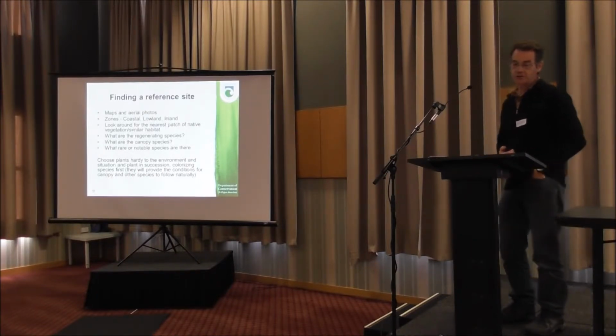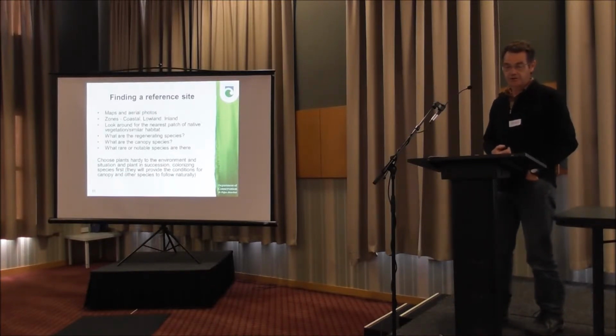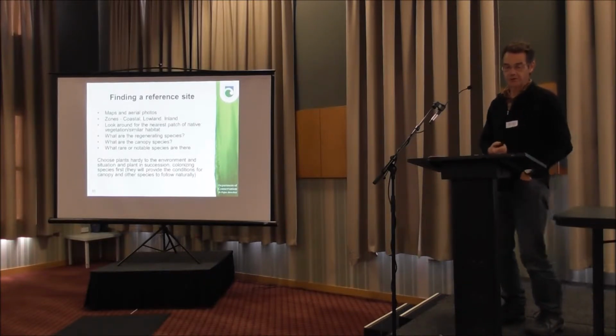And so the key thing is choosing plants that are hardy to the environment and the situation. Again, we've had this plant in the successional order, so putting in those colonising, hardier species first, and they're going to create the conditions for a lot of the other species that will follow, the canopy and then other species to come in. So those epiphytes and the ground cover species will follow.